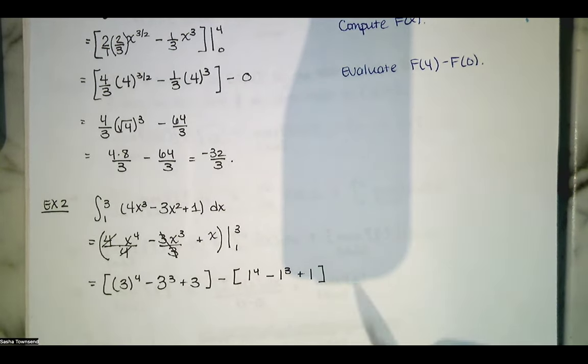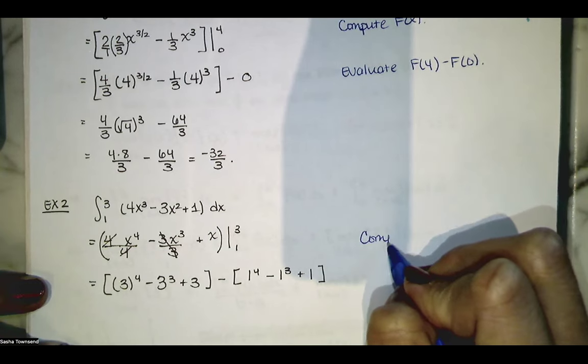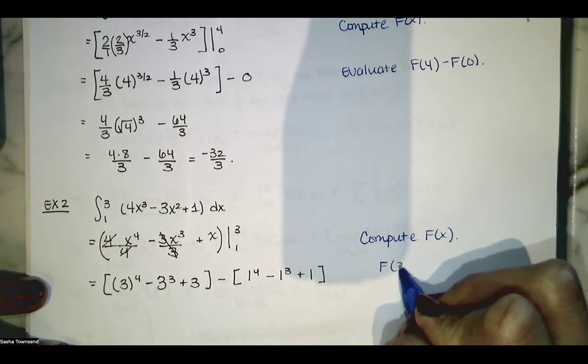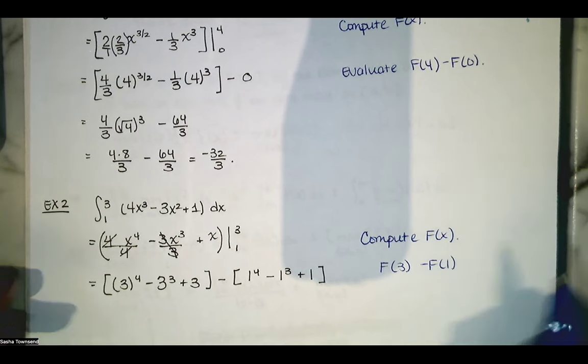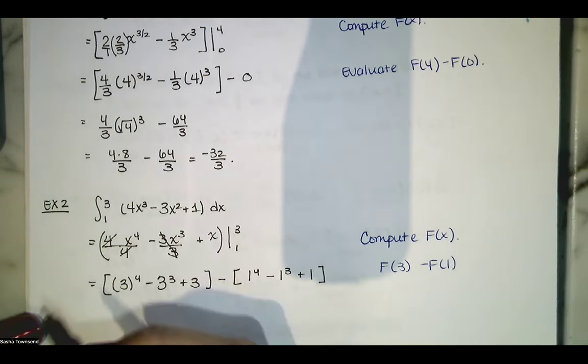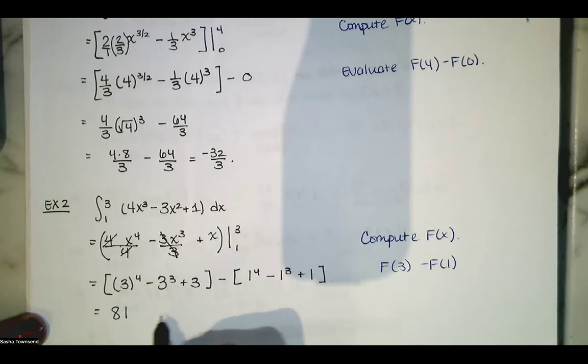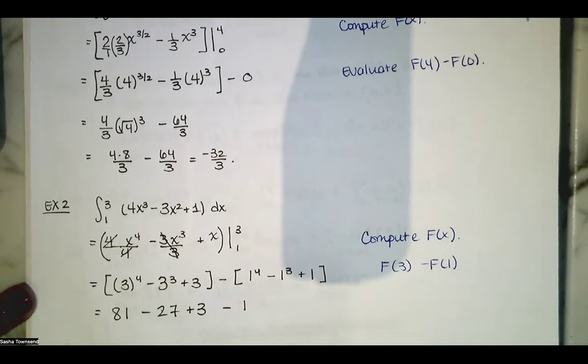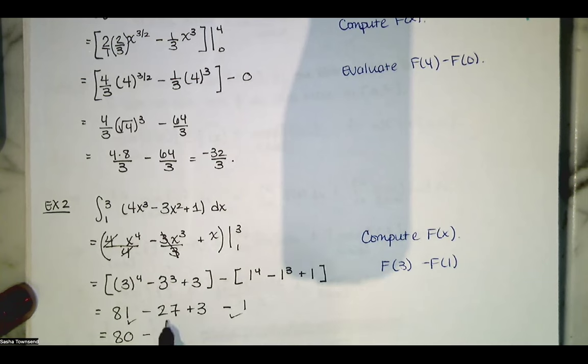Super simple. Compute the antiderivative, evaluate f at 3, evaluate f at 1, and subtract. This is 81 minus 27 plus 3. And then I've got 1 minus 1 plus 1, which is 1. I have 80 minus 24, which is what, 56?